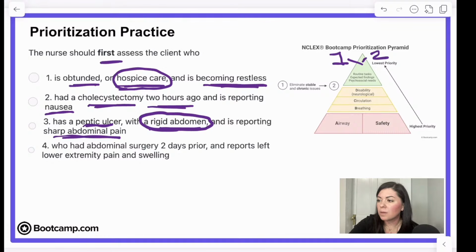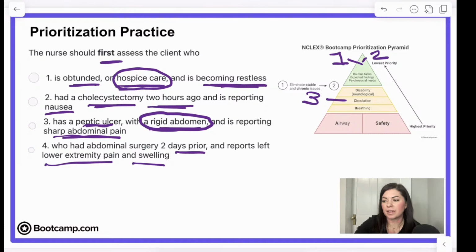So when we look over here at our pyramid, it's a circulatory issue. So far, I agree with you guys. I love 3, but let's take a look at 4 just to be safe. So option 4, abdominal surgery 2 days prior, left lower extremity pain and swelling.